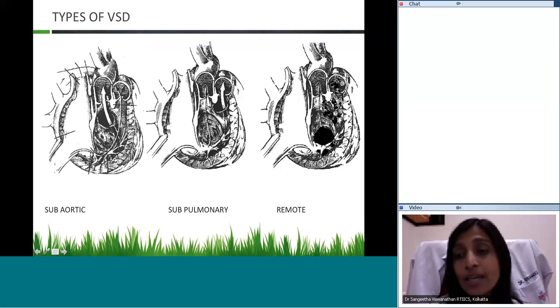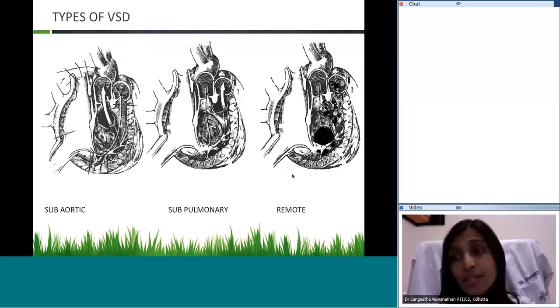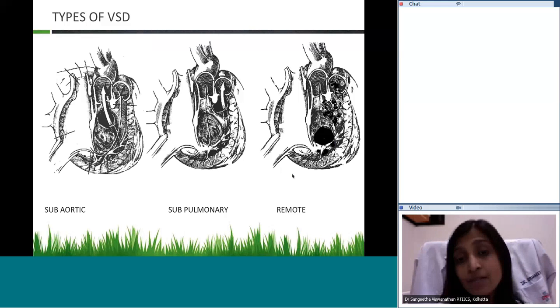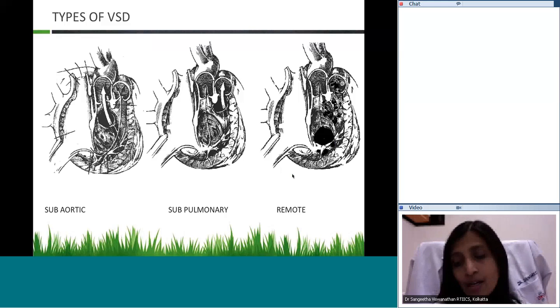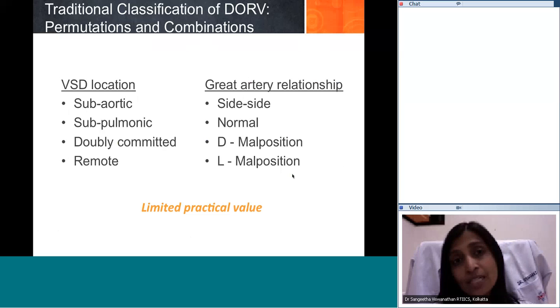The key factor in an inlet type VSD is to look for AV valve straddle, and presence of AV valve between the VSD and the outflow tracts, which could become a difficulty at the time of planning for biventricular repair. The other VSD, of course, that we haven't shown here is the doubly committed VSD. This is quite rare, but these are the types of VSDs that you can find in DORV.